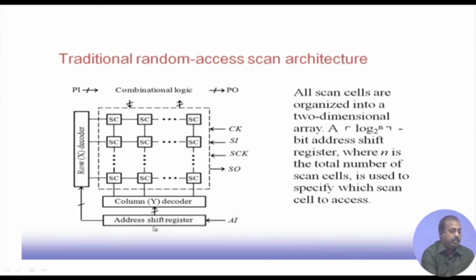So, this address shift register has got the cell address which we want to change, and some part of it is given to the row decoder, some part of it is given to the column decoder. They decode the values and then the appropriate scan cell will get selected by this, and the scan input whatever we are looking for will be loaded into the corresponding scan cell. And similarly, if we want to read the content of a particular cell, the content of that cell will be available on the scan out line.